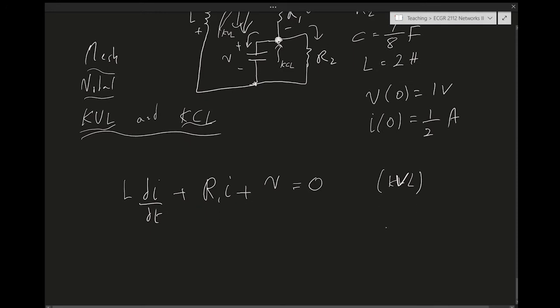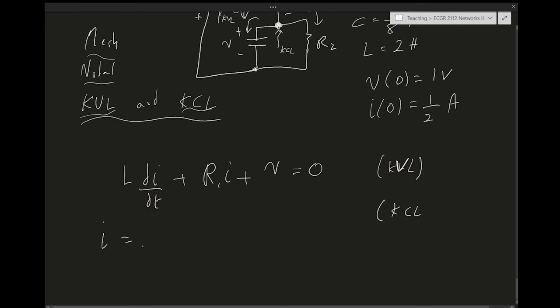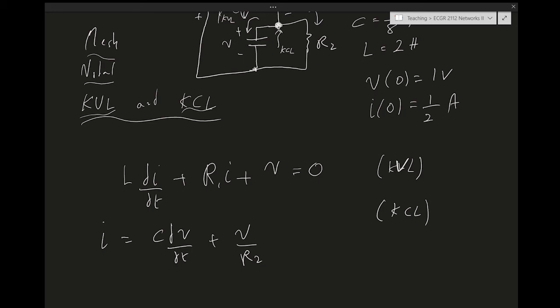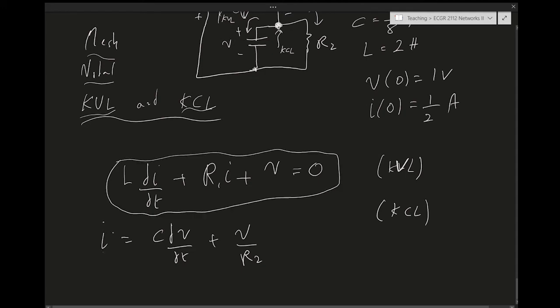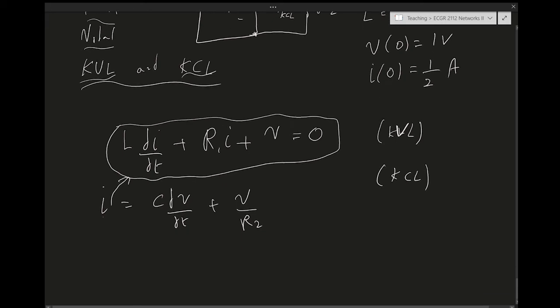Right. So applying KCL gives me I, the incoming current, equals the outgoing currents, which is C dV by dt. That's the capacitor current. And then the resistor current is V over R2. Okay, so this is equation 2. Now what I could do is take equation 1, and I know what I is. I just substitute I into equation 1. And that gives me the second order differential equation that I need to solve.